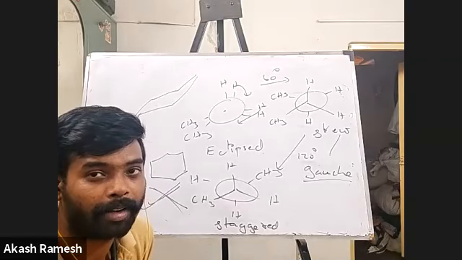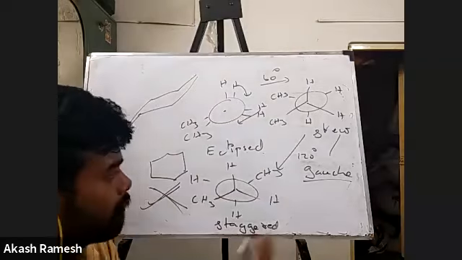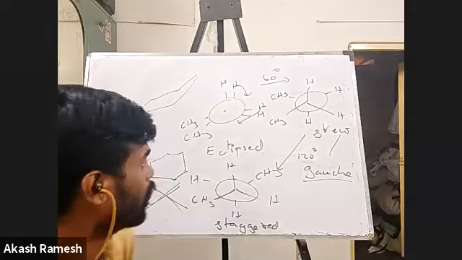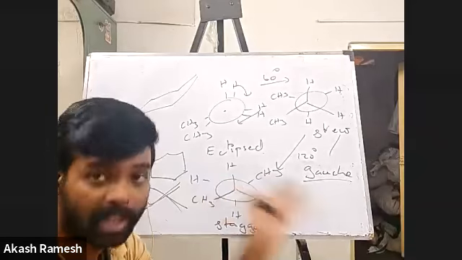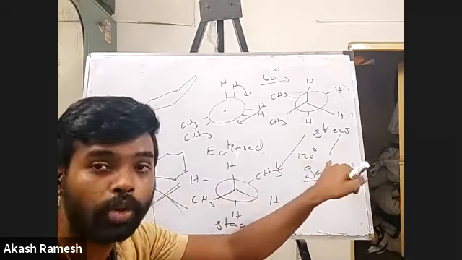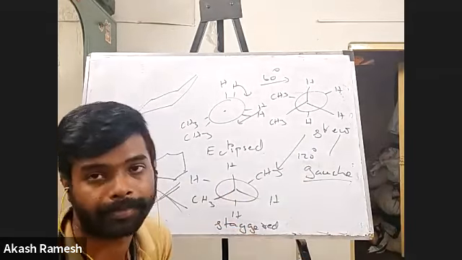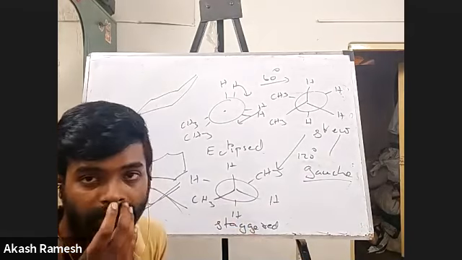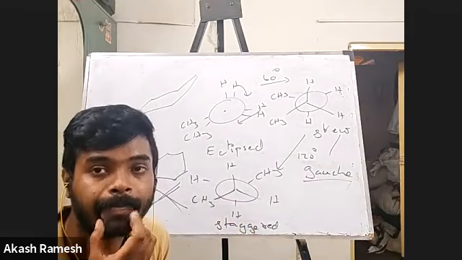Is that okay? Right? So any doubts, people, in this conformational isomerism? You have to understand there are three. For a straight chain compound, there are only three possibilities. First is eclipsed, another is skew, the other one is staggered. That's it. Any doubts? Any questions?